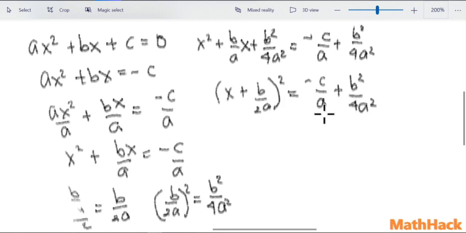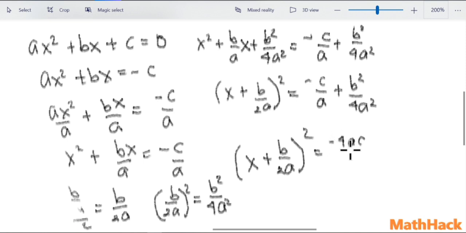then I'm going to simplify the right hand side by multiplying this by 4a, so we'll have a common denominator. So 4a times c is negative 4ac over 4a times a is 4a squared plus b squared over 4a squared. The next step will be getting the square root of both sides.